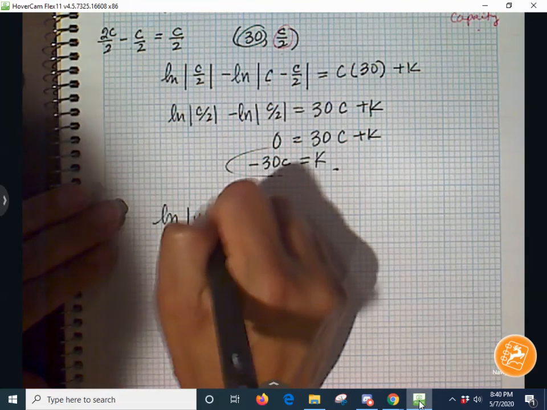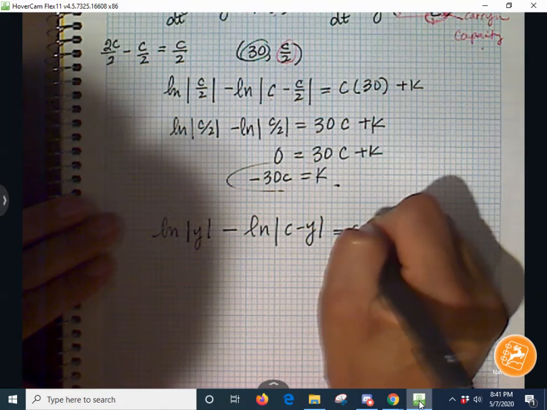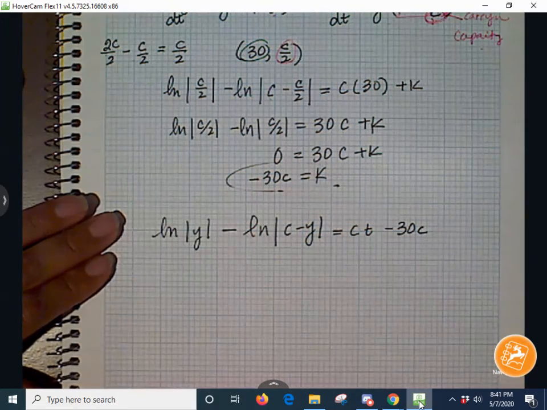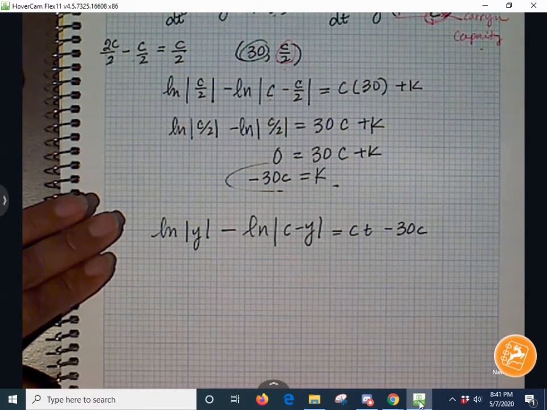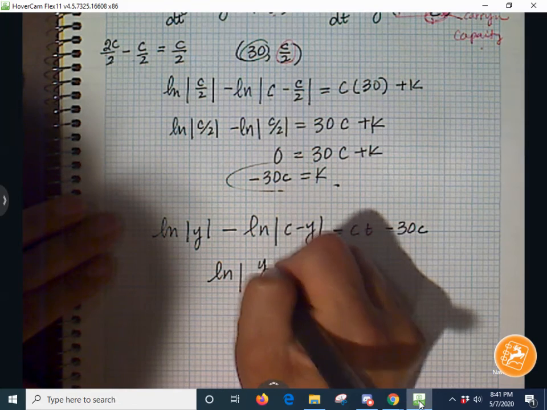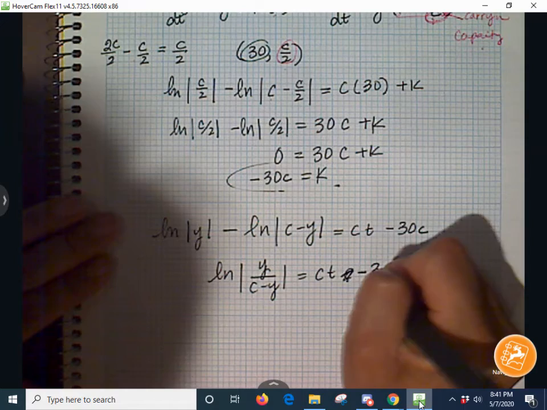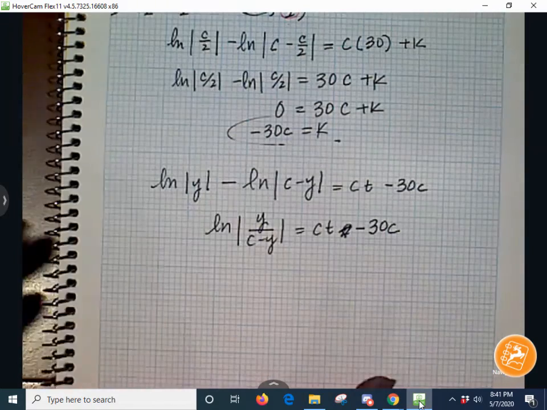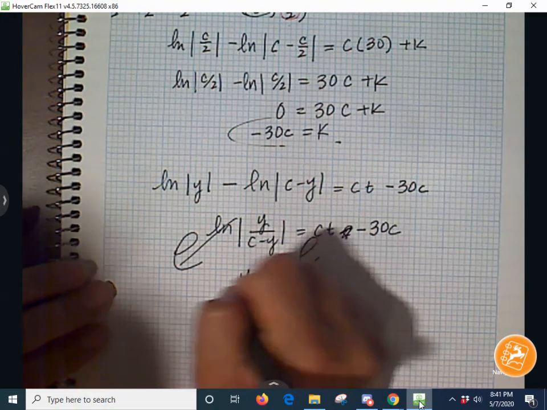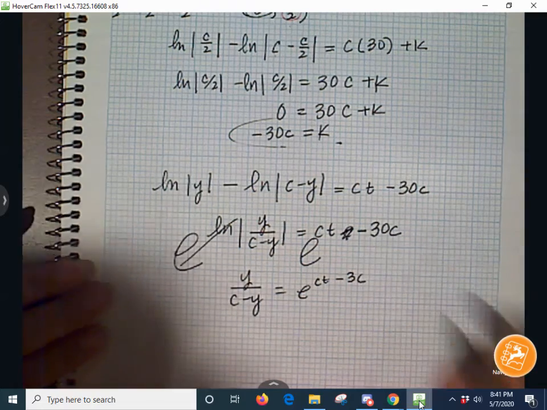Natural log of y minus natural log of c minus y is equal to ct minus 30c. Okay, and so now I'm going to put this together as a fraction. So I'm going to have natural log absolute value of y divided by c minus y is equal to ct, not yet, minus 30c. And then we always do what I enjoy doing, big E, goodbye. And so I have y over c minus y is equal to e to the ct minus 30c.